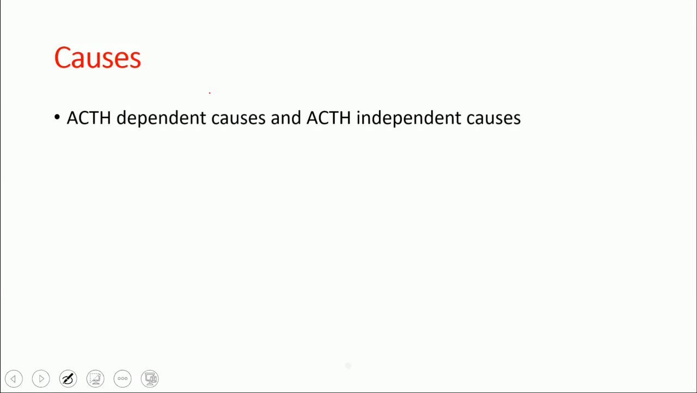Examples of ACTH independent causes are common things like steroid overdose or prolonged use of steroids. These are ACTH independent causes of Cushing's. And then you have ACTH dependent causes, either due to a pituitary tumor that secretes ACTH, or, for example, an ectopic ACTH secreting tumor in the lung. So these are ACTH dependent causes.